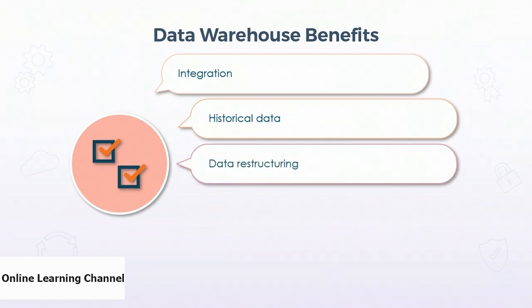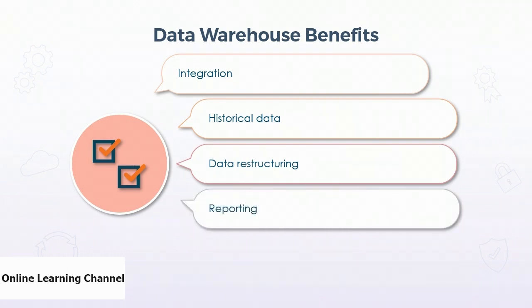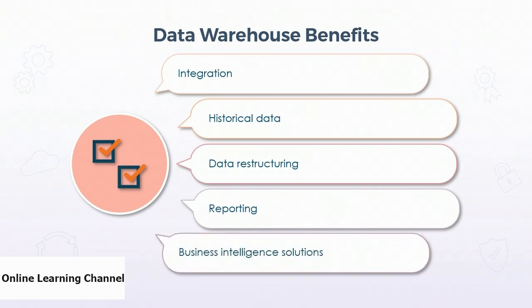Data restructuring can be done here. So different data sources means different data formats. We can put them all in one consistent format that can be read by the data warehouse. Reporting. Why would we be doing any of this if it wasn't for the reporting and the analysis and the intelligence that it brings? And the business intelligence solutions. So we can have business analysts in multidimensional cubes looking at data from different sources that has been aggregated. So that's the beauty of the warehouse.